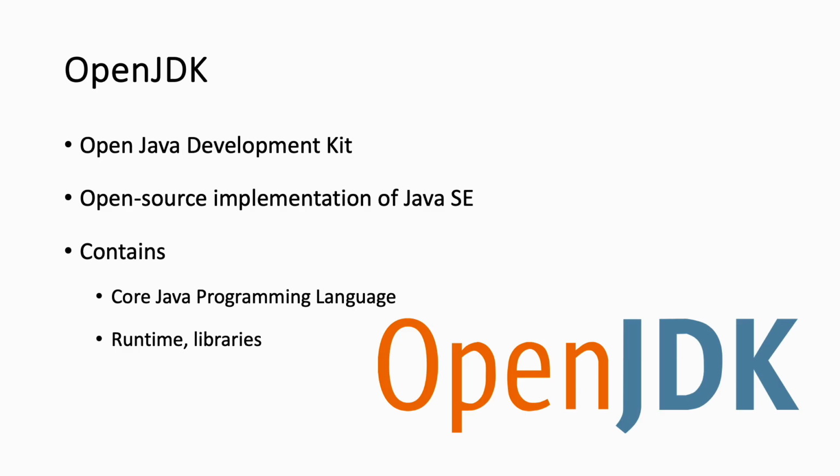OpenJDK is an open source implementation of the Java Standard Edition. It includes the core Java programming language, the runtime, and the libraries. Our implementation aims to enhance and create a custom-built version of OpenJDK having support for MultiMap in the utility library.